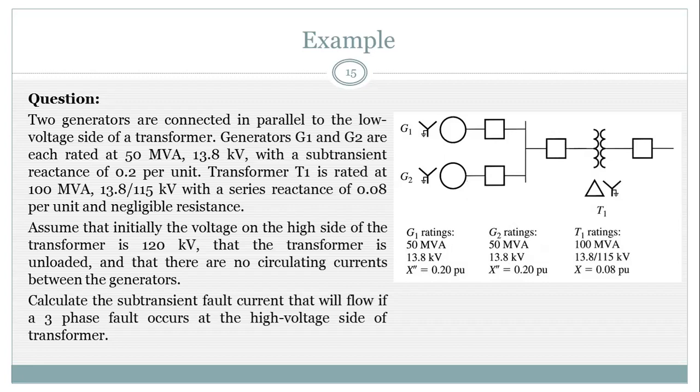And here a transformer is connected in series with these two generators. The transformer rating is also given here. Now, on the high voltage side of the transformer, the voltage is 120 kilovolts and the transformer is unloaded. Then there is no circulating current flowing in the transformer. We have to calculate the three-phase short circuit fault current whenever a three-phase short circuit fault occurs at the high voltage side of this transformer.